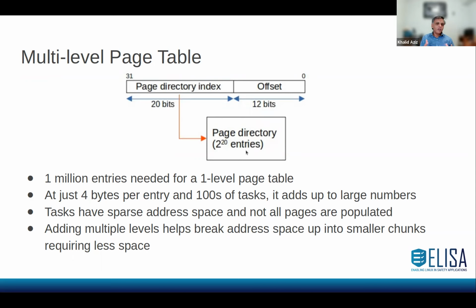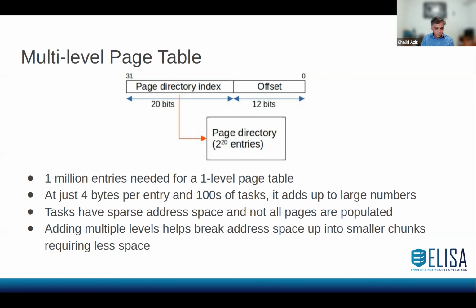It may not sound like a whole lot because on x86 32-bit, it takes only 4 bytes per page table entry. So that's only 4 million bytes to store the page directory for an entire task. That still doesn't sound like much until you have hundreds of these tasks, and then that starts adding up. And we need to allocate space in memory to store all these page tables for each of the tasks.